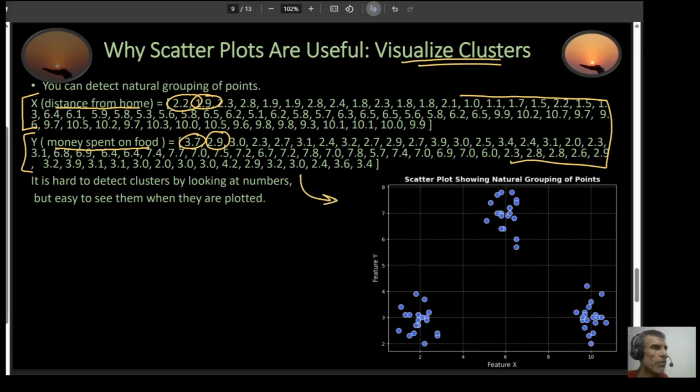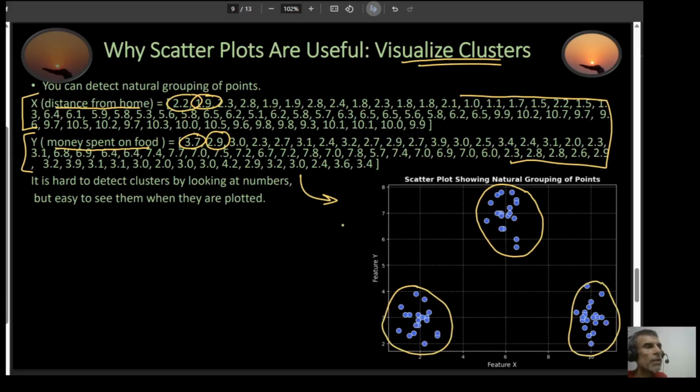Let's plot them. When we plot them, now you can see that there are some clusters over here. You see these groups of people are together, and these groups of people are together. That tells me that there is some pattern here. By looking at this scatter plot, you can actually isolate and spot your clusters. They are a lot easier to see when you have a scatter plot.